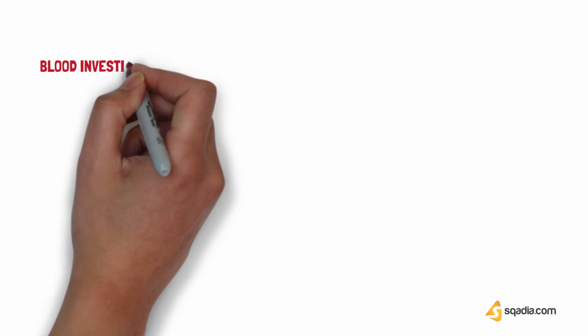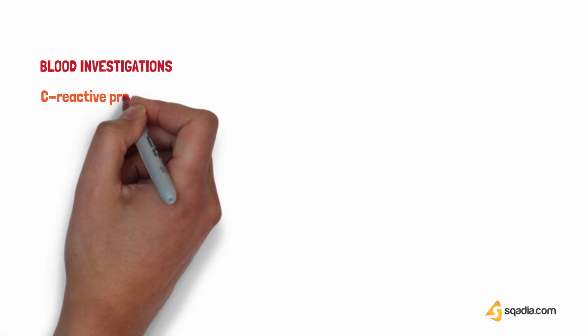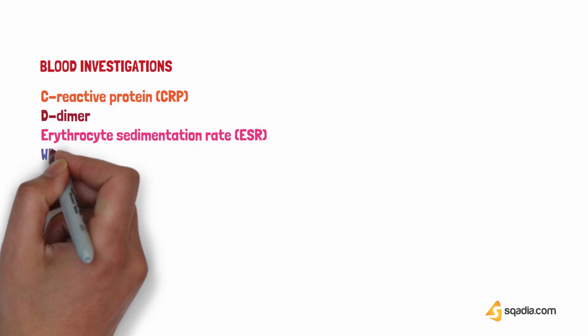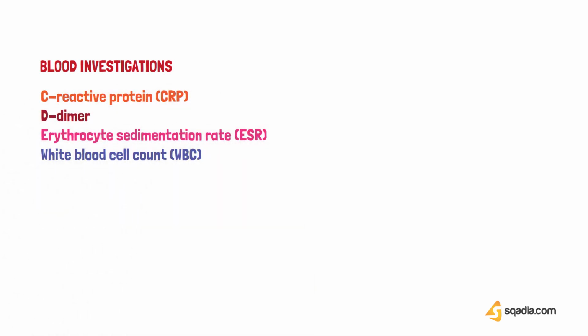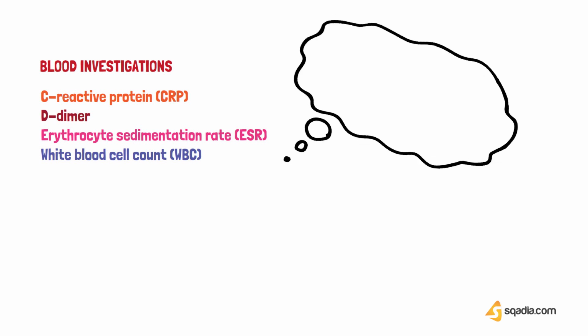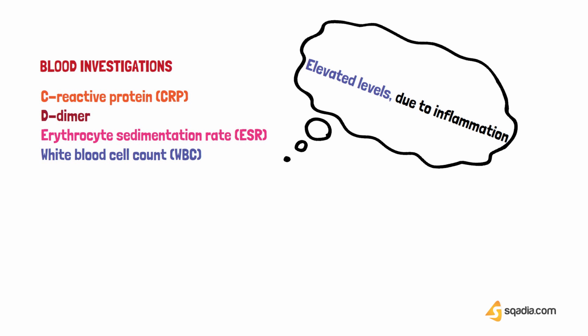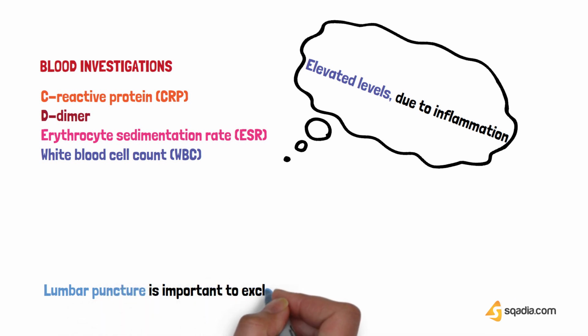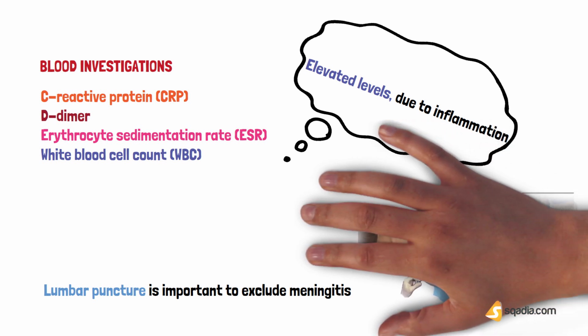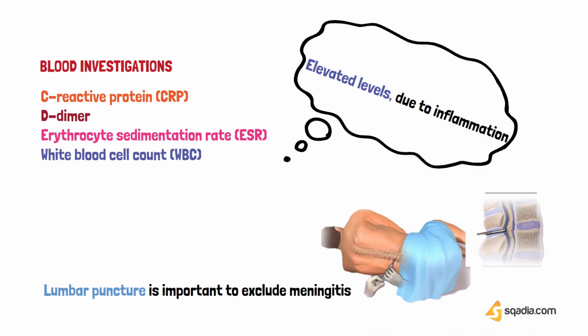We may also advise the patient to carry out some blood investigations. C-reactive protein, D-dimer, erythrocyte sedimentation rate, white blood cell count, all of these tests may be elevated in levels because of the simple fact that there is an inflammation in the body. So all of these values are going to be elevated. If it is suspected that the lesion has progressed and it has become more complicated, we are going to carry out lumbar puncture tests to exclude meningitis.